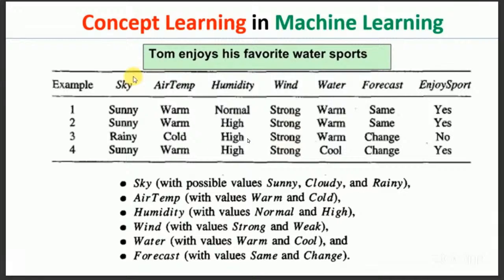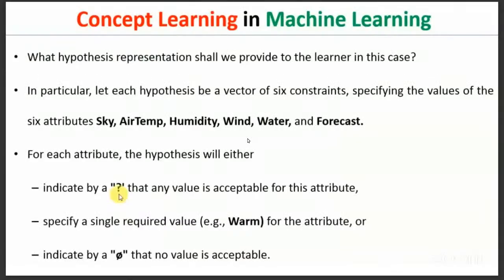Now, among these combinations, you need to find the hypothesis solution, such that these are the values that are enough to enjoy the sport. That is what we call a hypothesis. A hypothesis is the solution to a given problem. So what hypothesis representation shall we provide to the learner in this case?